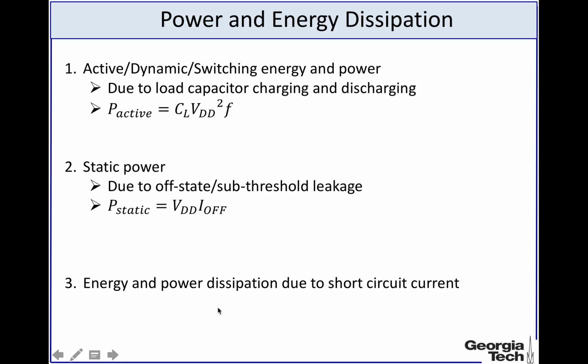Alright, so we have looked into the first component, the active component of the power, or the active component of the energy, and this essentially happens because of the charging and discharging of the load capacitor in an inverter. Next, look at the static power, and as we said, the static power happens due to the off-state current or the off-state leakage or the subthreshold current or the subthreshold leakage. All of these mean the same thing.